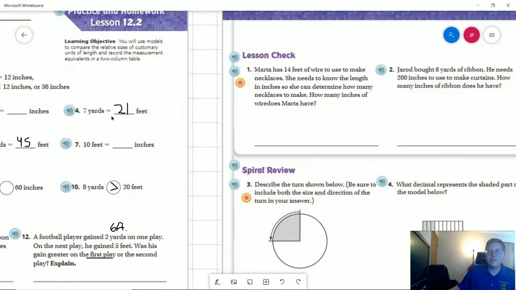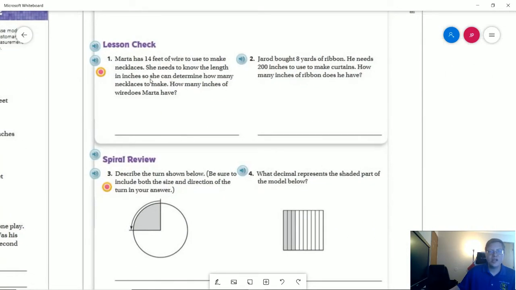Number 1 on the back, we have 14 feet of wire to make necklaces. She needs to know the length in inches, so we can determine how many necklaces to make. How many inches will we need? So we can do 14 times 12.